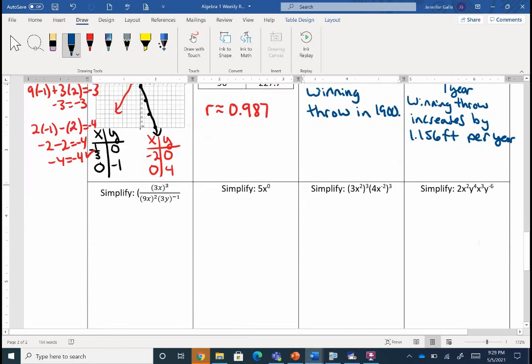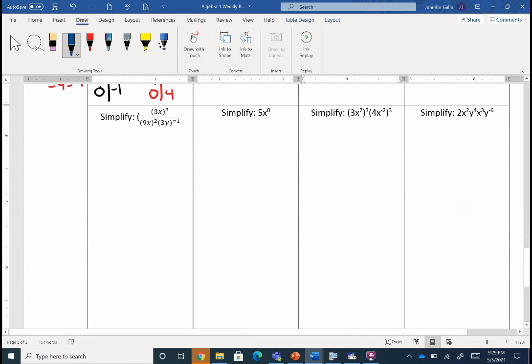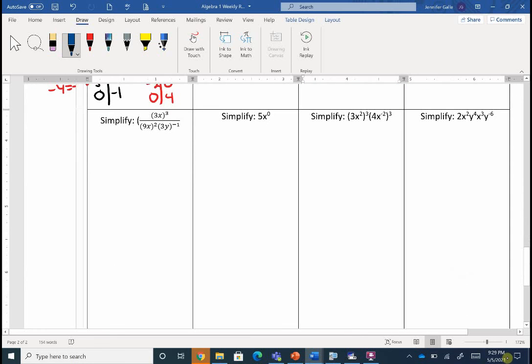In the last row, we're just looking at reviewing some of our exponent properties. Oh, we're missing a parenthesis here. Actually, we don't even need one. All right, the first thing I need to take care of are all of my power of a product rules. So all my exponents outside the parentheses. So in the top, we would end up with 3 to the third x to the third. In the denominator, 9 to the second x to the second times 3 to the negative first y to the negative first.